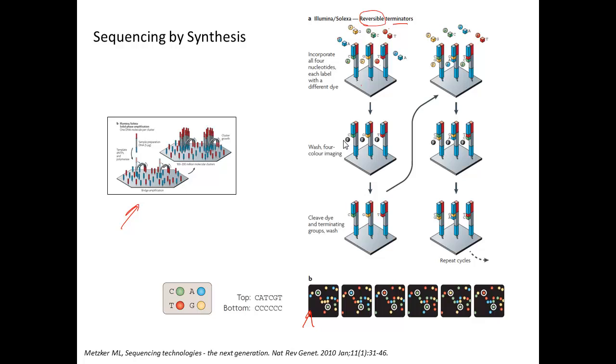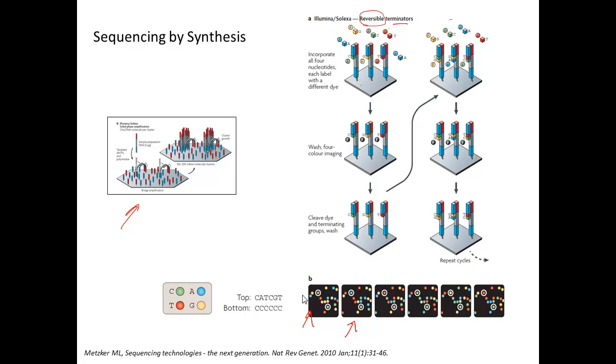It's going to cleave the protection that prevents it from being a terminator, and now you are reconstituting an active 3' hydroxyl group. Now we're going to add a second batch of these fluorescently labeled reversible terminators. We'll add a second base. We'll take a second picture, and then we will again treat chemically to remove the fluorescence and unblock the 3' hydroxyl, allowing for further incorporation.